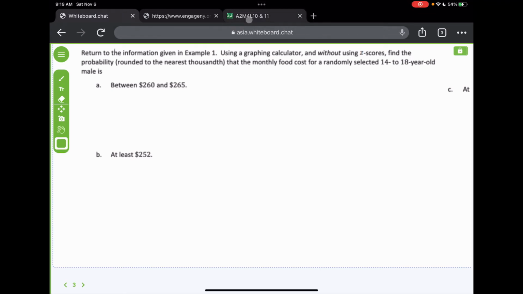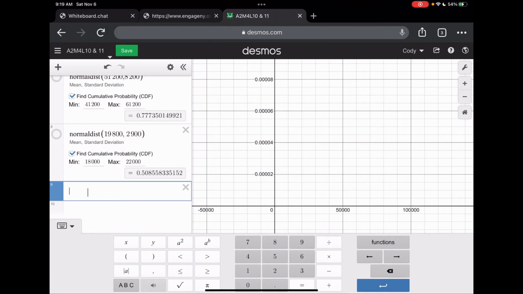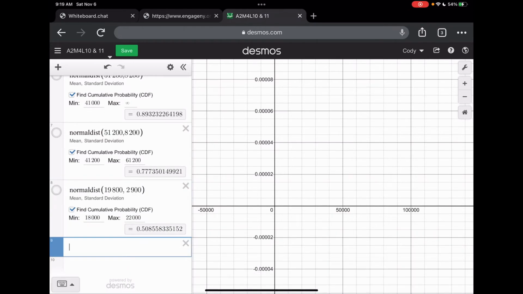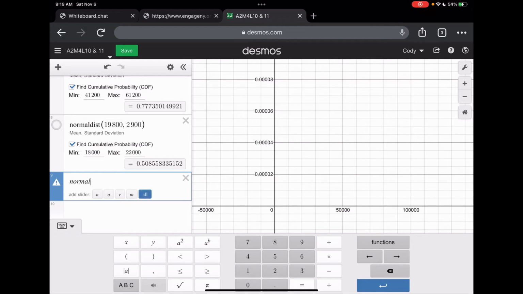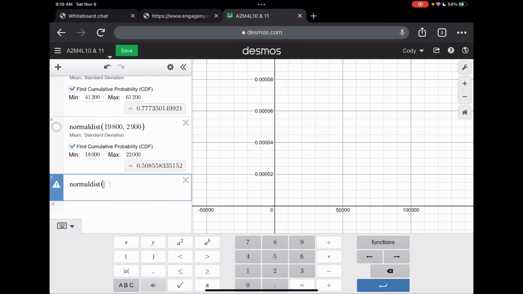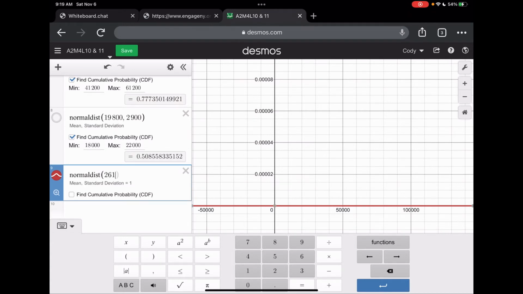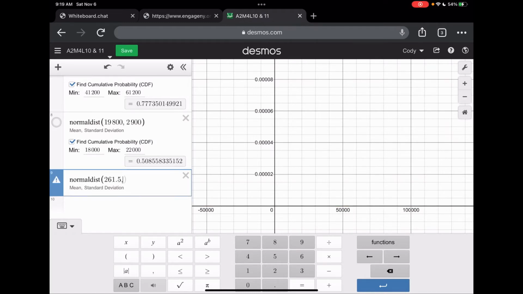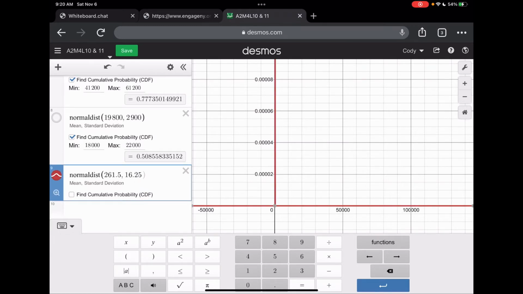So if we have between 260 and 265, I'm going to come down here. I'm going to type in normal. I'm going to try to at least. Normal dist. And remember, for our male, the mean was $261.50, and the standard deviation was $16.25.